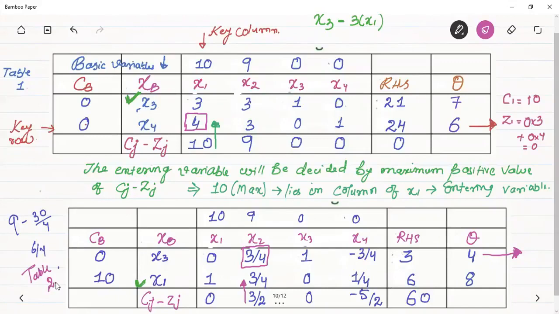ठीक है, अब नए टेबल में टेबल 3 में क्या आ जाएगा बेसिक वेरिएबल? The basic variable will be x2. Okay, instead of x3 we will have x2.